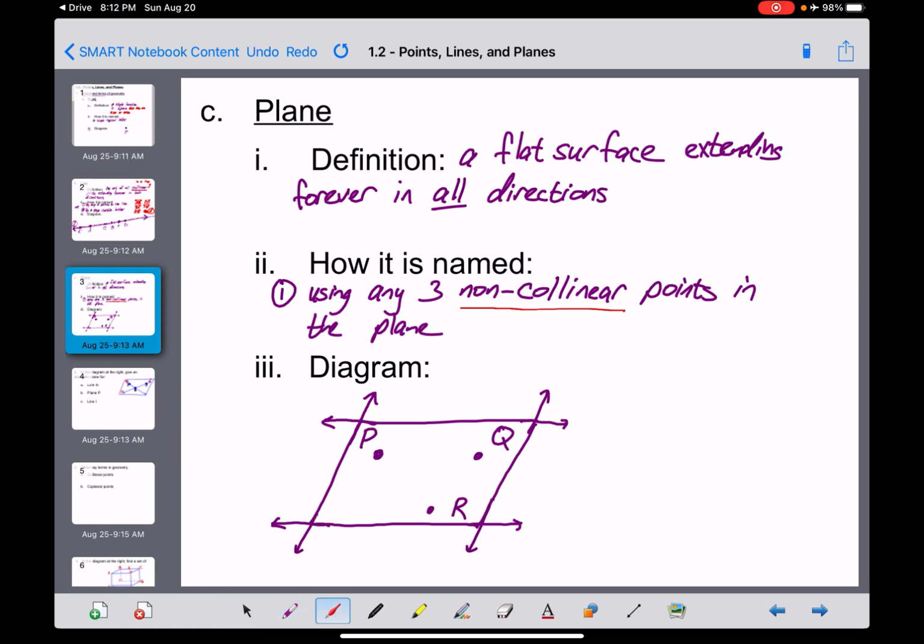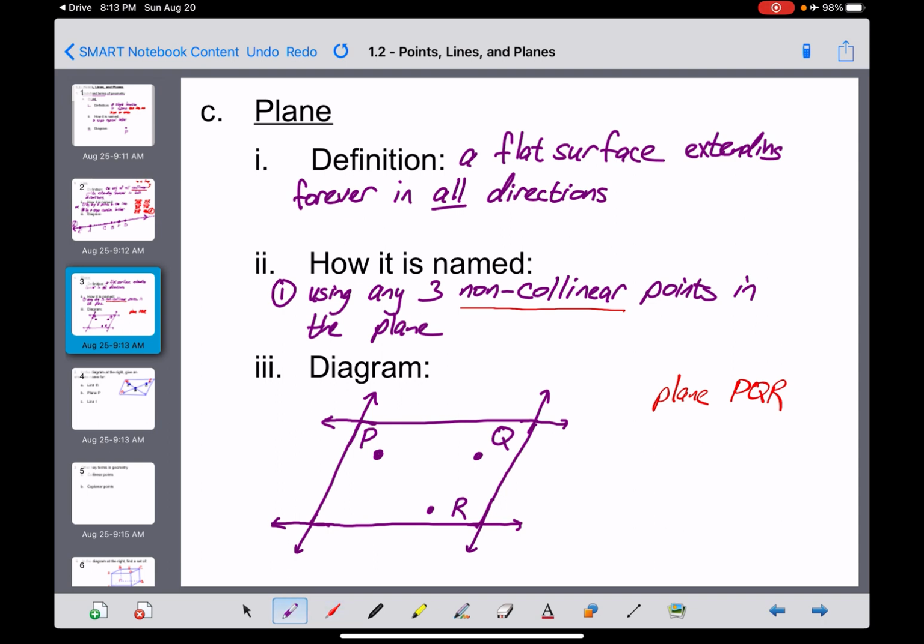So what we have right here, guys, would be plane PQR. And the order in which you put these letters here doesn't matter at all. Most of us do it alphabetically, so P, Q, R, but you could just as well call that plane RQP or QPR or anything like that. Okay, so that's one way that you can name a plane.